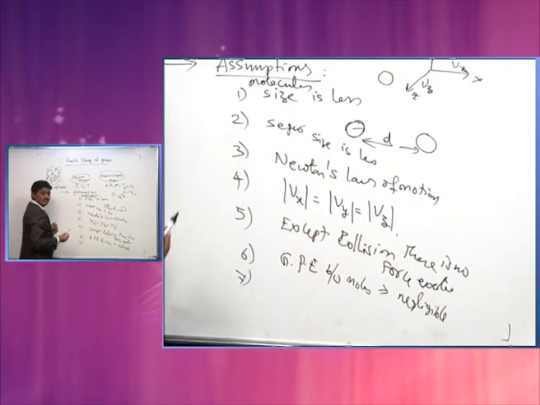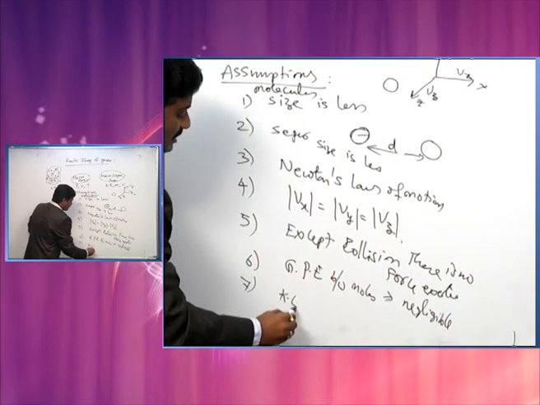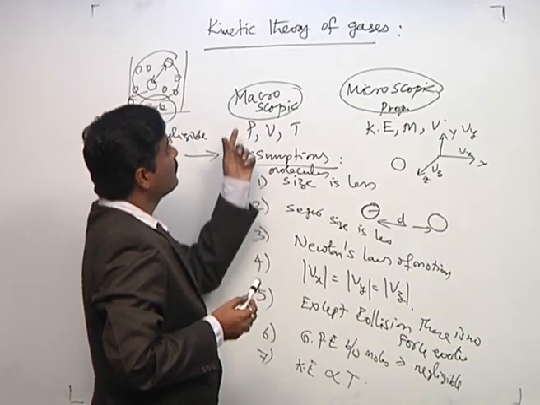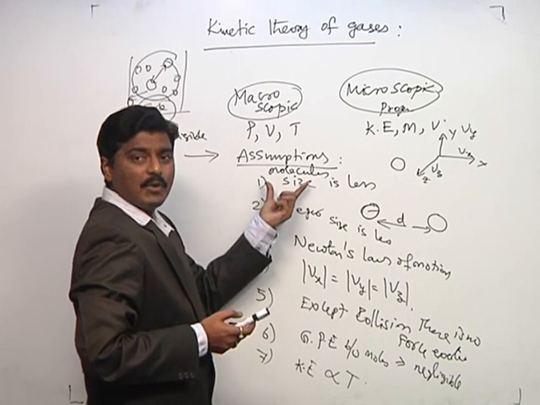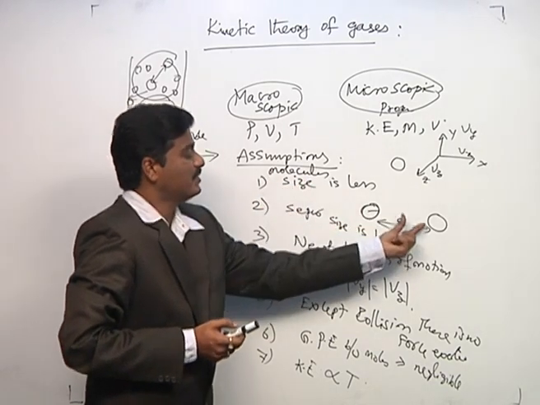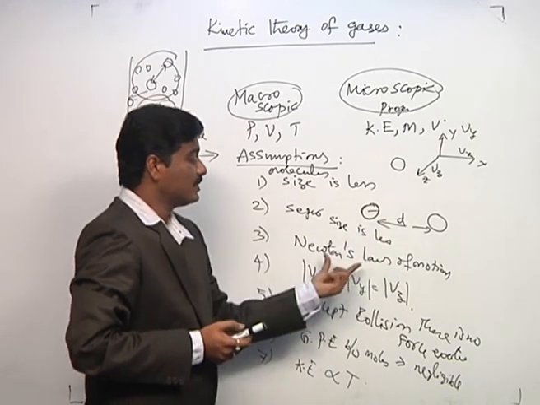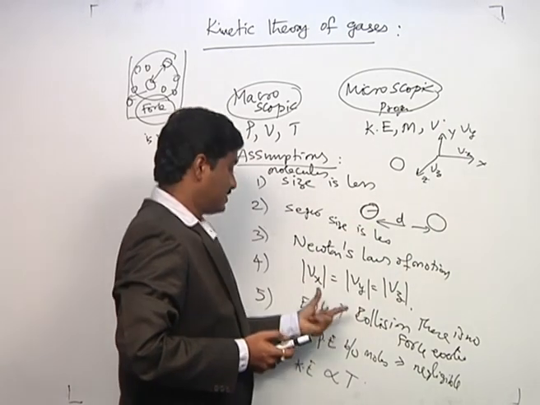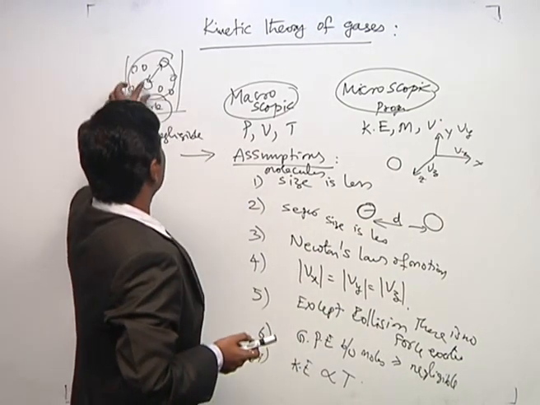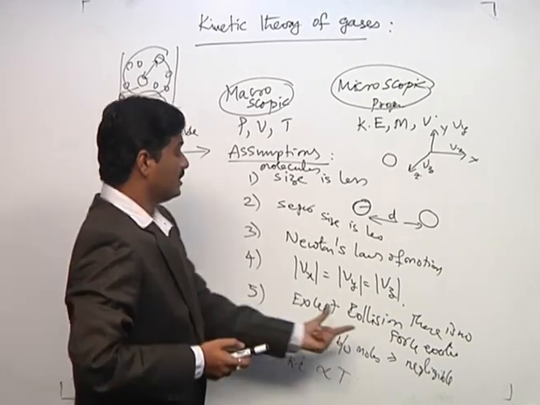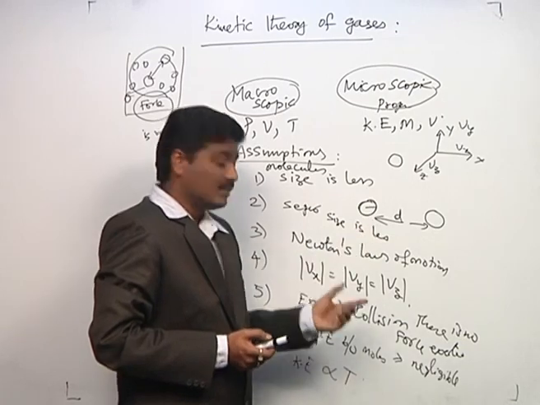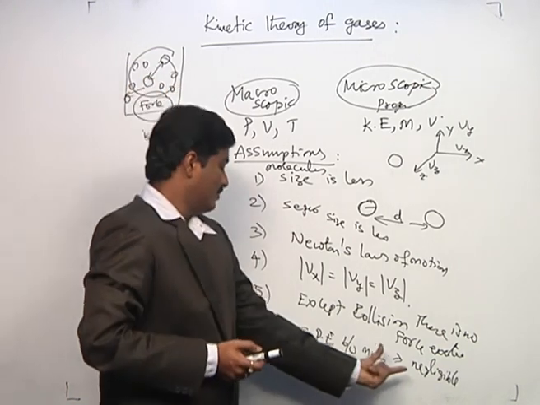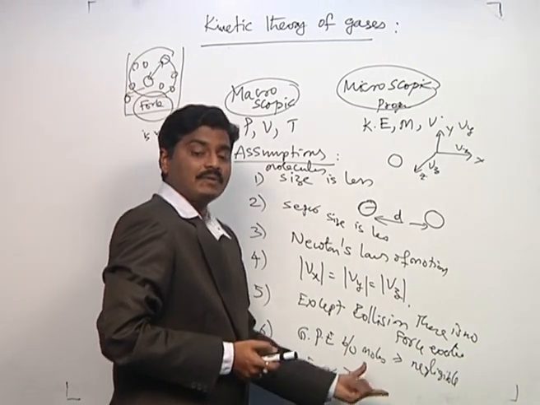And the final, most important assumption here: the kinetic energy of these molecules is directly proportional to the temperature. So these are the assumptions before starting the kinetic theory of gases. First, the molecule size is very, very small compared to the separation between the molecules. It follows Newton's laws of motion, and the probability of traveling along the x-axis, y-axis and z-axis is the same. Except for collisions among the molecules or between a molecule and the wall, no force is exerted. Gravitational potential energy acting on these molecules is completely negligible, and kinetic energy is directly proportional to the temperature.